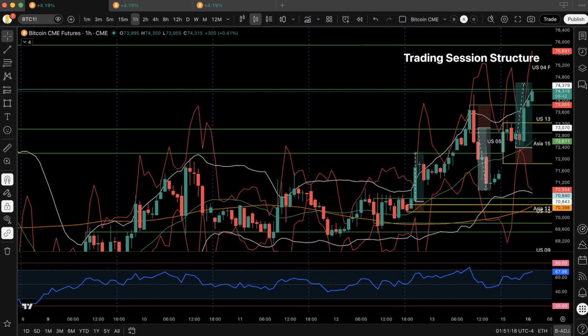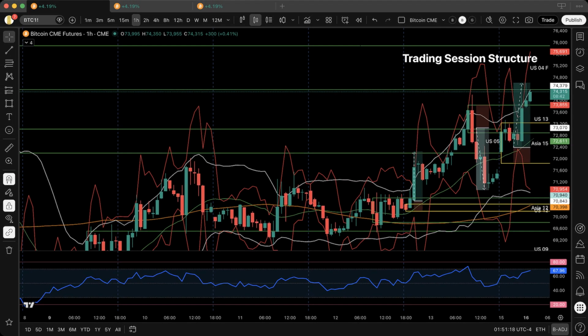Price looks active. Candles are moving quickly. Volatility is expanding. But structure has barely moved. And that contradiction becomes visible when we look at session anchors. Because most of the recent movement is not creating new structure. It is interacting with existing session boundaries. And this is where the MRM structure model becomes useful.